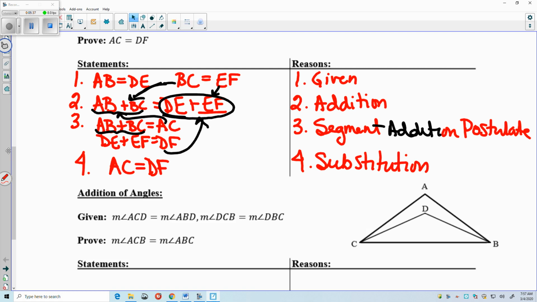And with that, we have proven that AC equals DF. So those kind of 4 steps, doing an addition, doing a segment addition, and then doing a substitution, those are very commonly used steps, and they are repeated in many proofs.